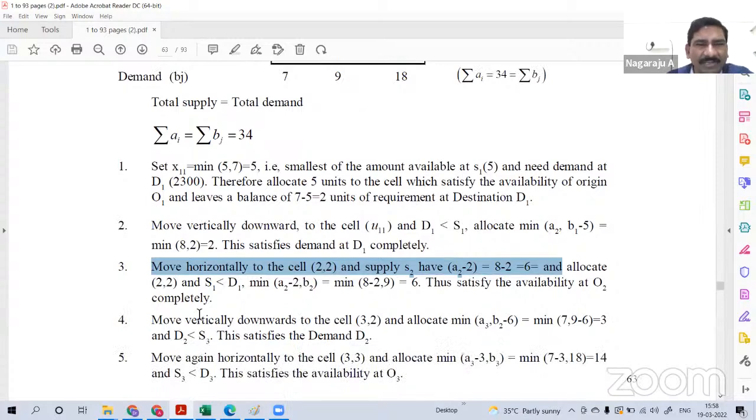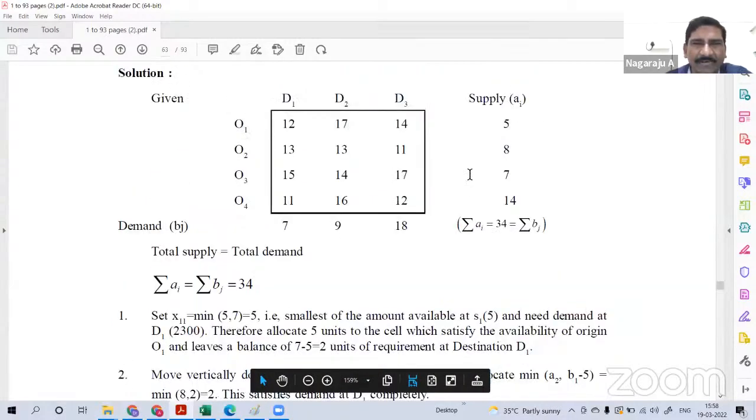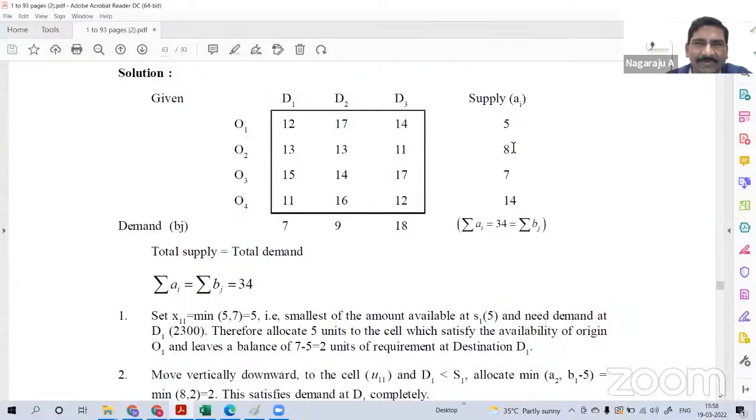Now it moves vertically down to 3 comma 2. Here the 6 will already be there. Horizontally it moves to 13. From 13, the availability, the supply is 6 and the demand is 9. So I will allot 6, and the balance is 3.